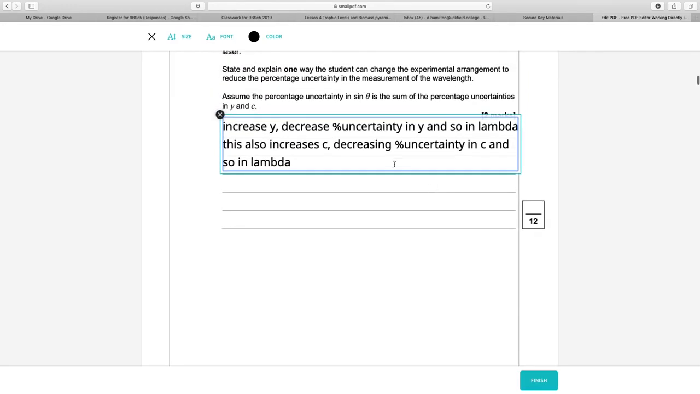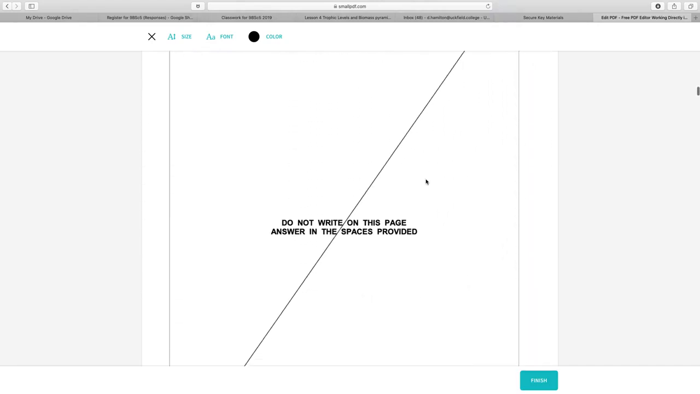Do remember to talk about percentage uncertainty rather than just uncertainty, because the uncertainty in Y doesn't change, but the percentage uncertainty does. Likewise, the uncertainty in C doesn't change by doing this, but the percentage uncertainty does. So you need to be very clear about that.